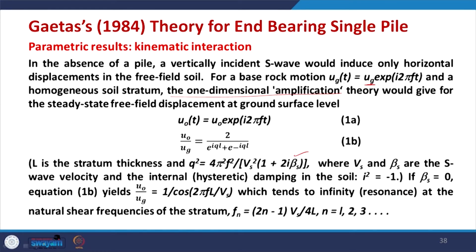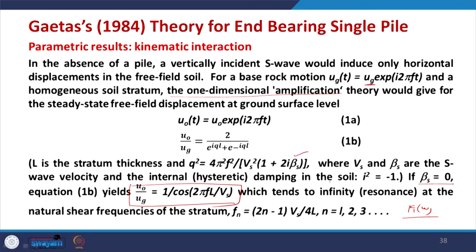If you consider beta s equal to 0, that is no damping in the soil, then equation 1b can be simply converted to U0 by Ug equal to 1 over cos(2 pi f L / Vs), which is referred to as F1 omega, if you recall in Kramer and ground response analysis. This is exactly the same as the free field response, which tends to infinity at the natural shear frequencies of the stratum, that is, fn equals (2n minus 1) Vs over 4L, where n is 1, 2, 3. So, this story was up to this point for the free field response.